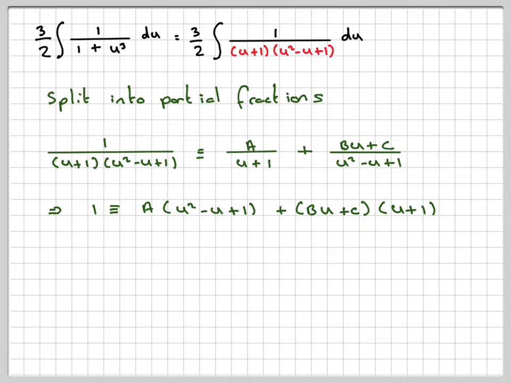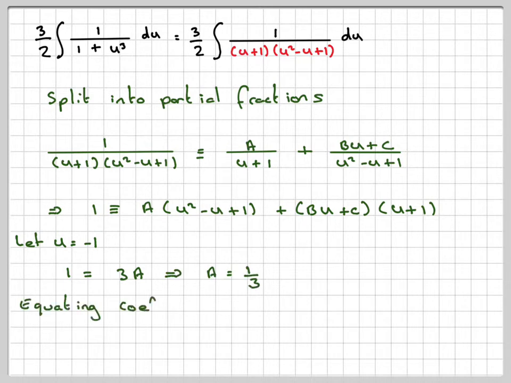Right, if we let u be minus 1, that will eliminate that. And then we put minus 1 in here. We get minus 1 squared, which is 1, minus minus 1, which is 1, plus 1. So we get 1 is equivalent to 3a. And therefore a is 1/3. And then if we equate coefficients of u squared, there's no u squared term here, so we're going to have a and a bu times u. That will be a b there, so we're going to have 0 is equal to a plus b, but we know that a is 1/3, so that means that b must be minus 1/3.